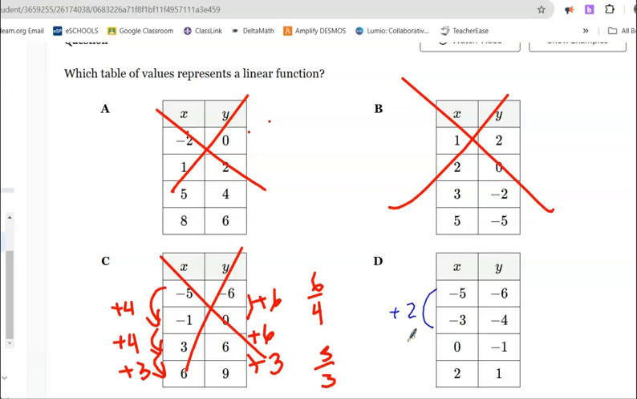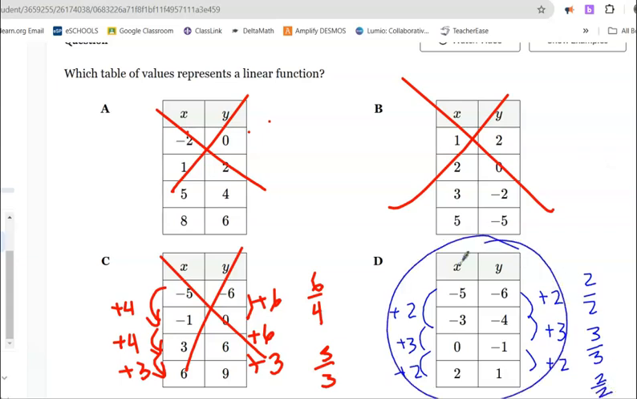Plus 2, plus 3, plus 2. All right, 2 over 2, 3 over 3, 2 over 2. That's the winner.